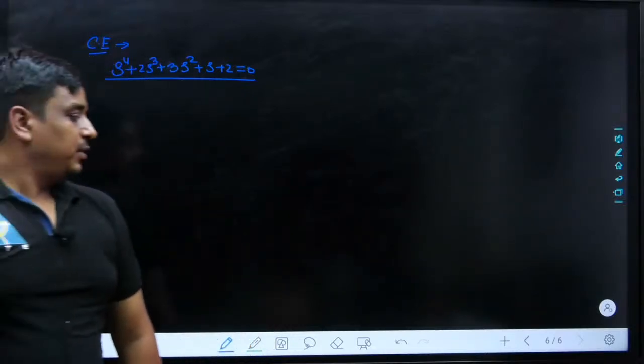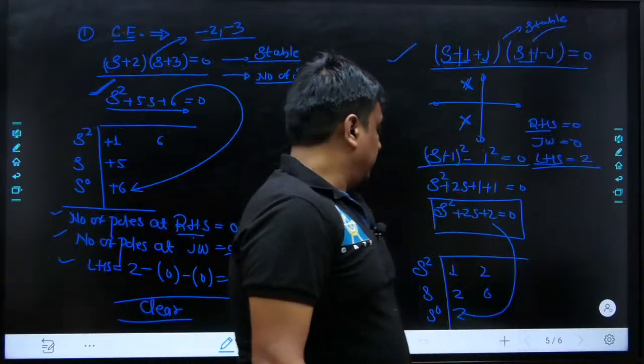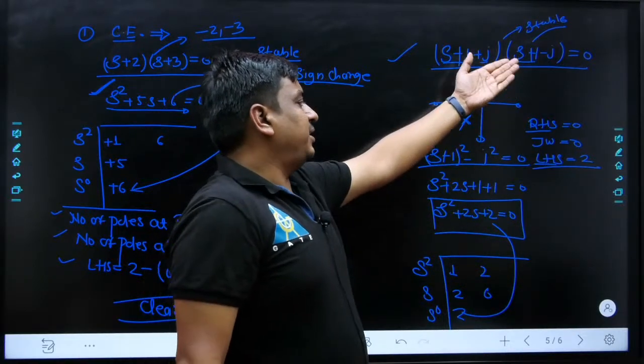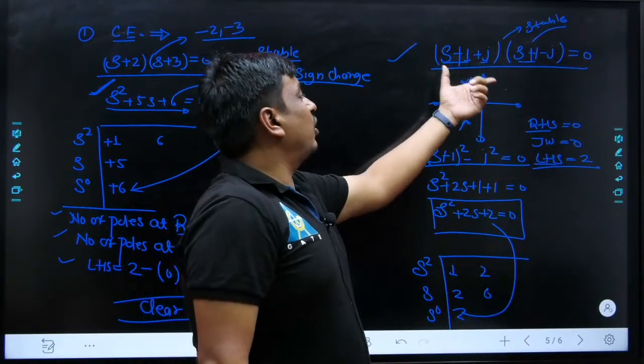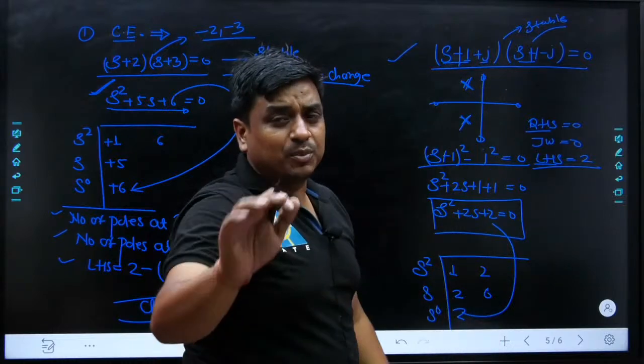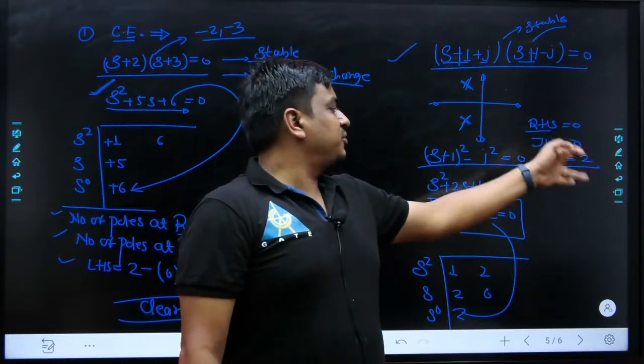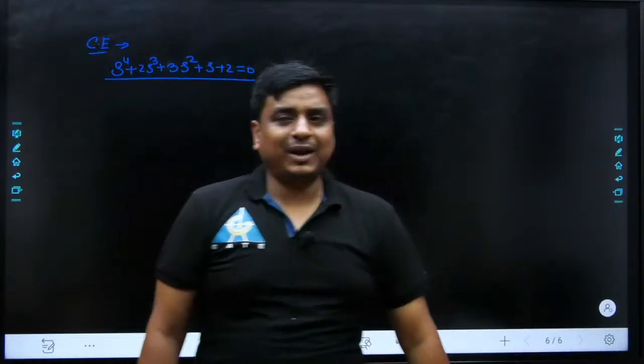Tell me. So we wanted to get the LHS. LHS is equal to 2, no? 2. No pole at right hand side, no pole at j omega. The degree of the algebraic equation is 2. That means the number of poles which this system consists of is 2. So 2 minus 0 minus 0, it would still be 2. So anyways, come back to this problem.